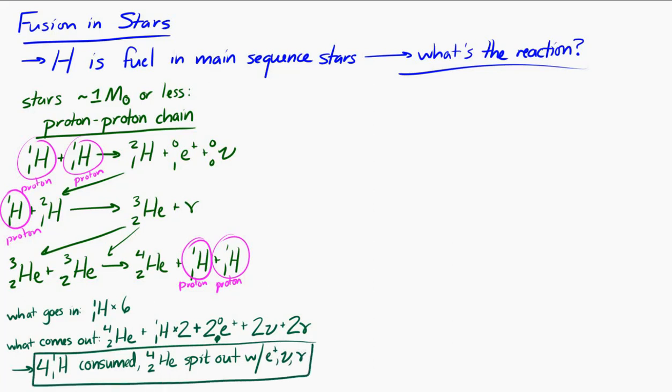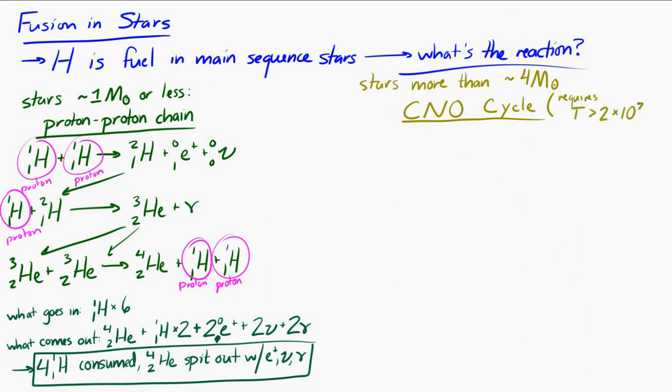All right. The CNO cycle is what happens in the cores of stars that have about 4 times the mass of the sun. And this requires a temperature in the core greater than 20 million Kelvin. And I'm going to write down what happens in the CNO cycle. A lot of steps.